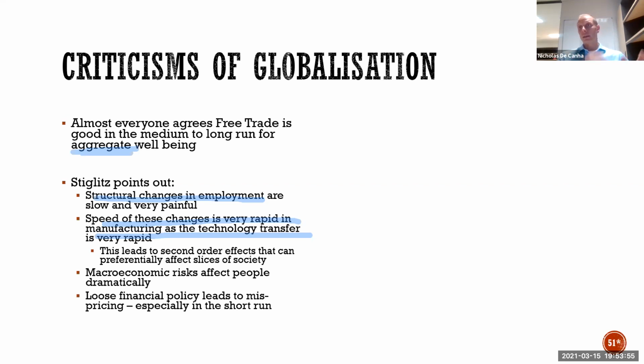So the reason that wealth can be spread, 38 down to 23%, which you'd argue is probably a good thing, a bit more natural in terms of population, etc., is because when a competitor enters the market, it's not that easy for an incumbent to defend. And this leads to what's called second-order effects that can affect slices of the economy. Macroeconomic risks affect people dramatically, and then loose financial policy finally leads to mispricing in the short run.